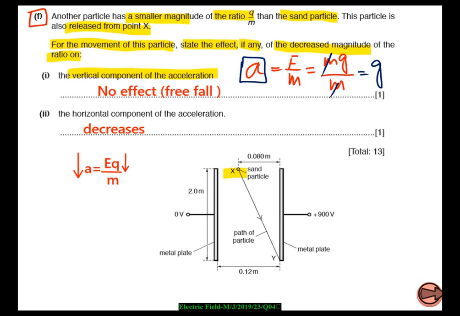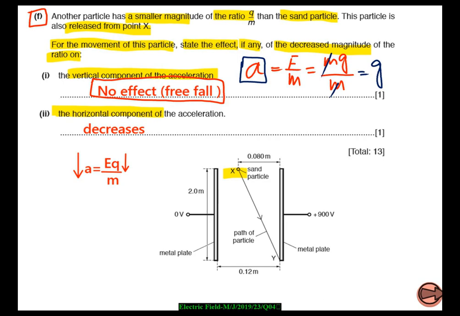For the next one, we need to consider the horizontal component of the acceleration. As we need to understand the horizontal motion, the force acting along the horizontal is the electric force, as we mentioned, Fe, and Fe is equal to Eq. If we use Newton's second law, we can say that the acceleration is equal to F over m. In this case, F is the electric force.